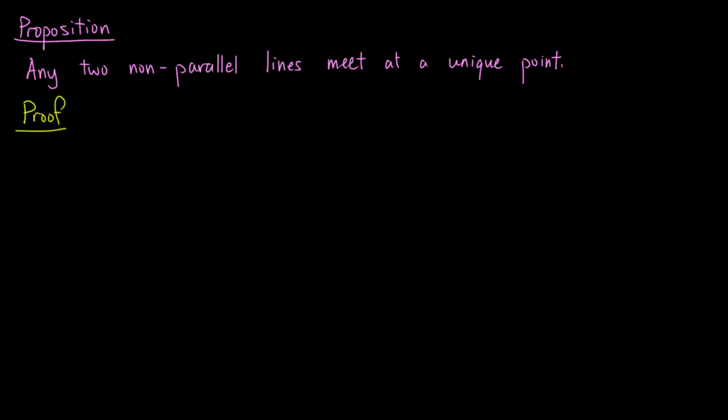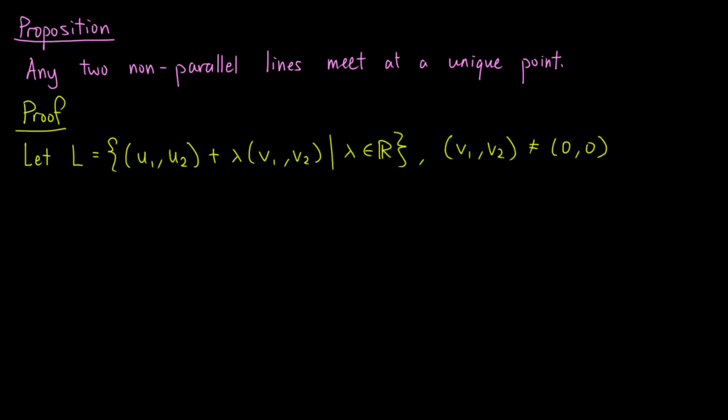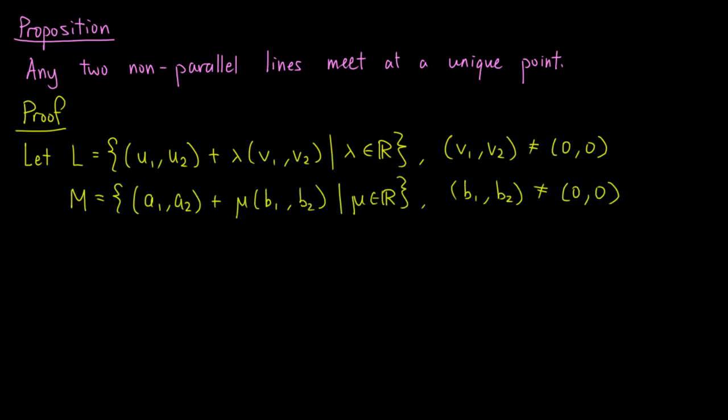Let's look at one more proposition, which states that any 2 non-parallel lines meet at a unique point. To prove this, let L be the line (u1, u2) plus lambda (v1, v2), where lambda is a real number, and (v1, v2) is not the zero vector, and M is a line (a1, a2) plus mu (b1, b2), where mu is a real number, and (b1, b2) is not the zero vector. Suppose we have a point in the intersection of L and M, say C. It is sufficient for us to show a unique solution exists for such a C.